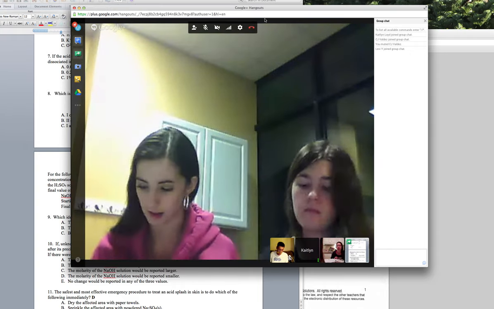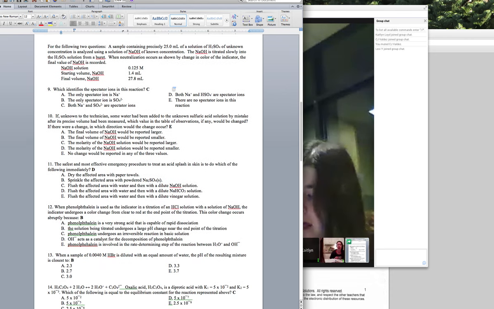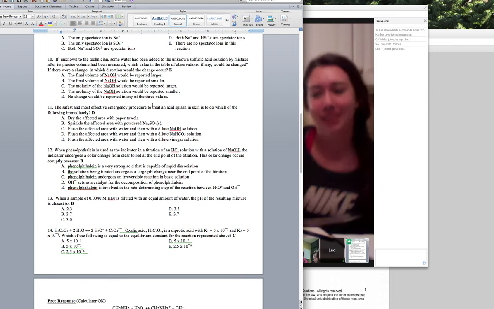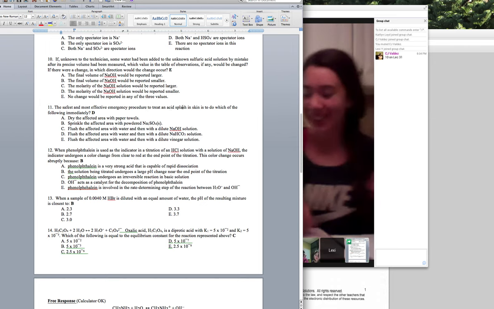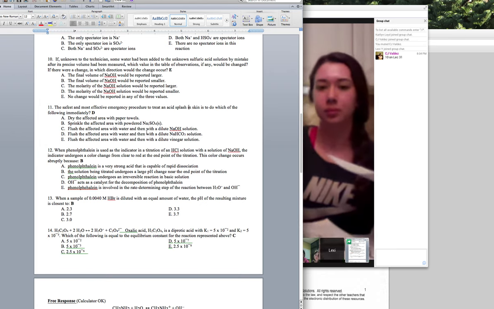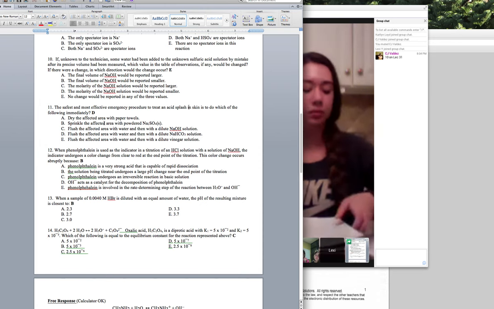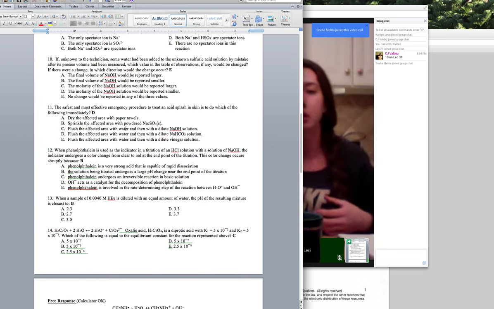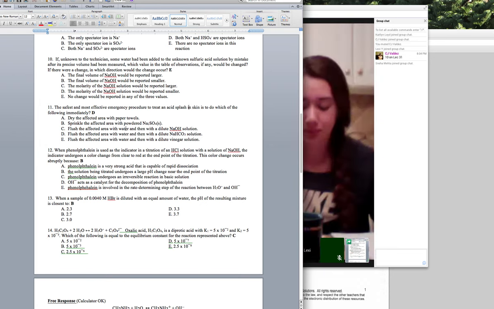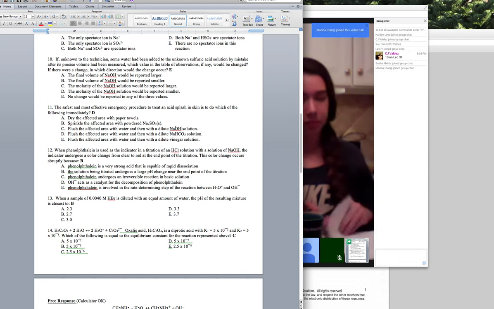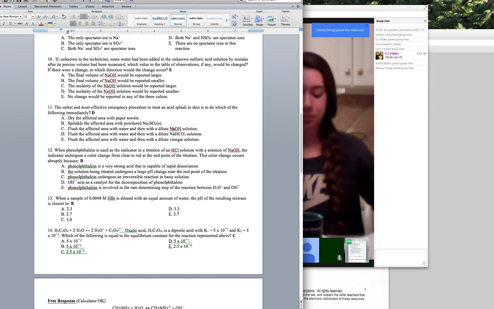Okay, so number 11. Same test? On multiple choice on the test. Okay. The safest and most effective emergency procedure to treat an acid splash on skin is to do which of the following immediately? Okay. So you want to reduce the acid, right? Yeah. And then you want to counteract it with a base. But the problem is you cannot do a strong base, which is why C is not the correct one.